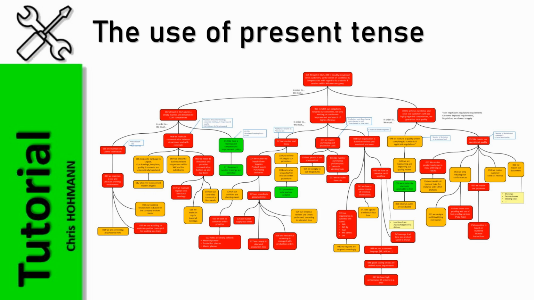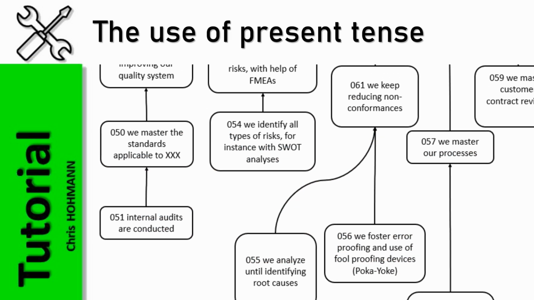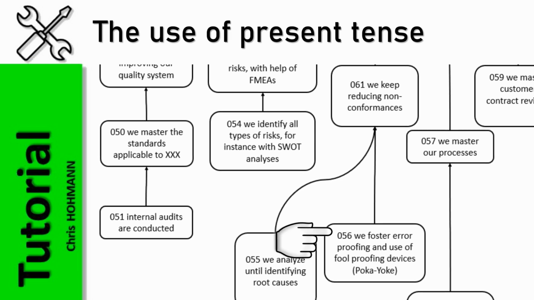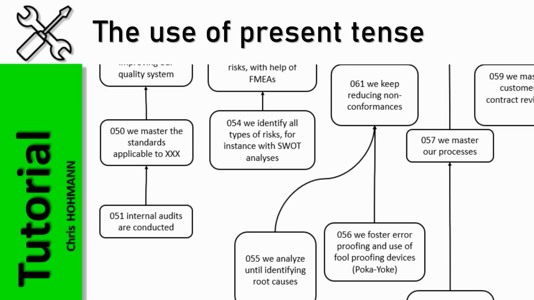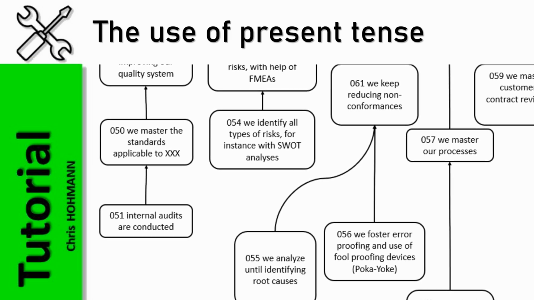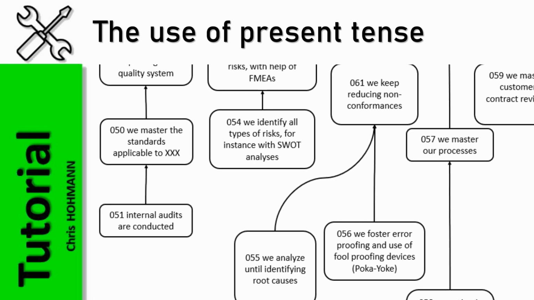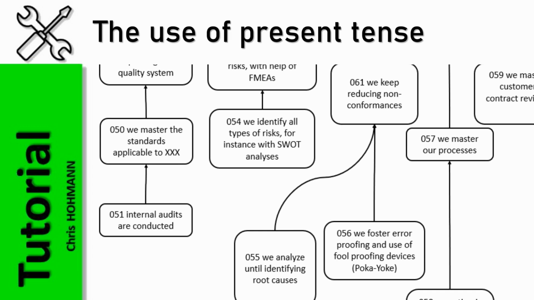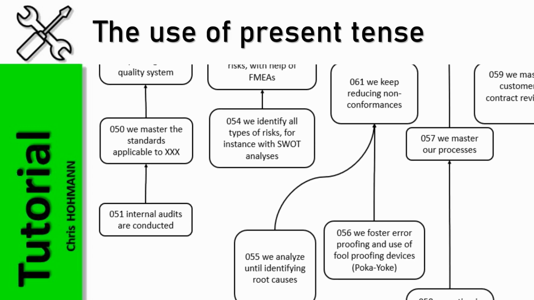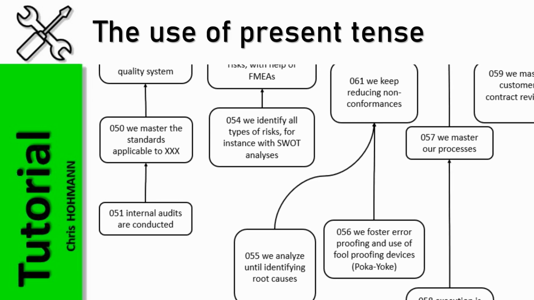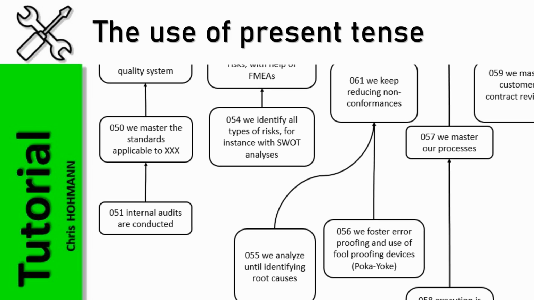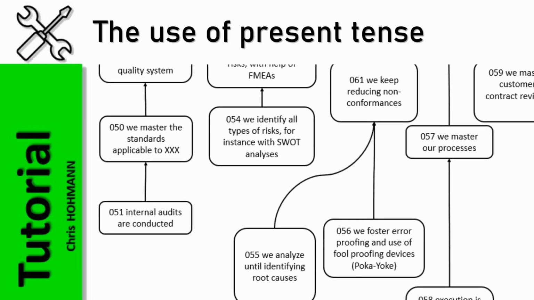An important remark here, the use of present tense to verbalize the entity helps their assessment. For instance, when reading aloud the entity 56, we foster error proofing and use of foolproof devices like poka-yoke, the audience can immediately react according to the degree of accuracy or truth. Some may laugh, which is usually a sign that what is stated is far from being true yet. Some may be more in control and explain that this is not the case yet. If it is not even partially true, it's a red.